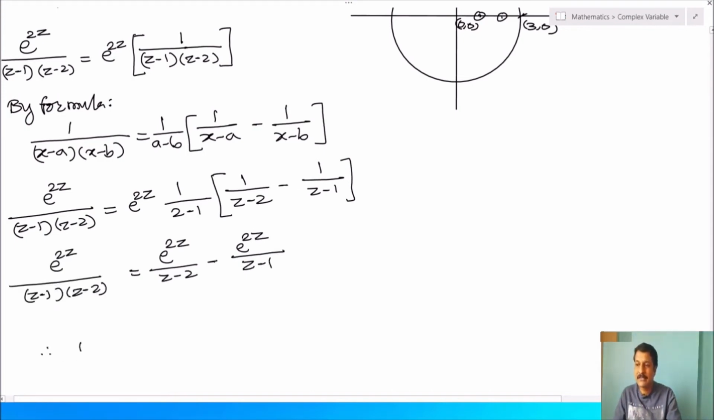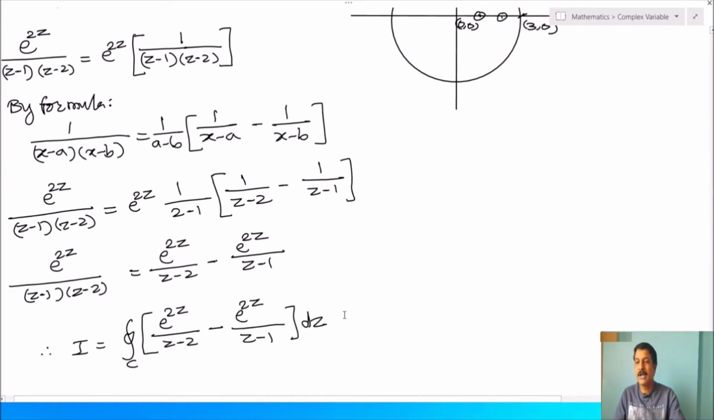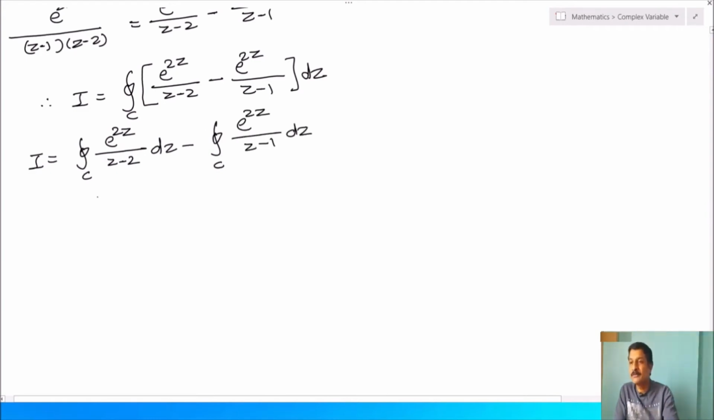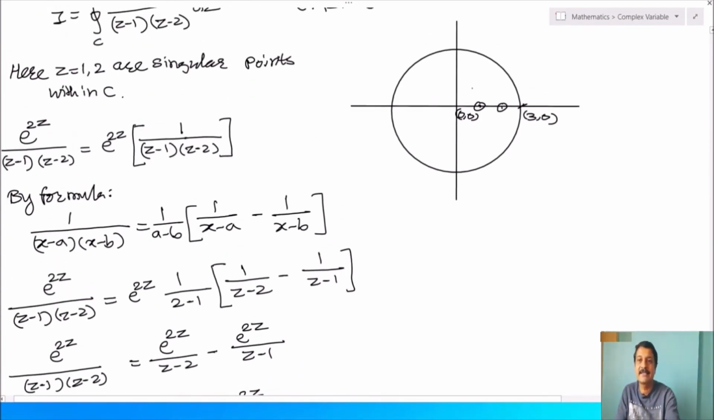Therefore, the given integral becomes e raised to 2z upon (z minus 2) minus e raised to 2z upon (z minus 1) dz, so I can separate it. I equals integration over c e raised to 2z upon (z minus 2) dz minus integration over c e raised to 2z upon (z minus 1) dz. Both points, z equal to 2 and z equal to 1, are inside this curve c.